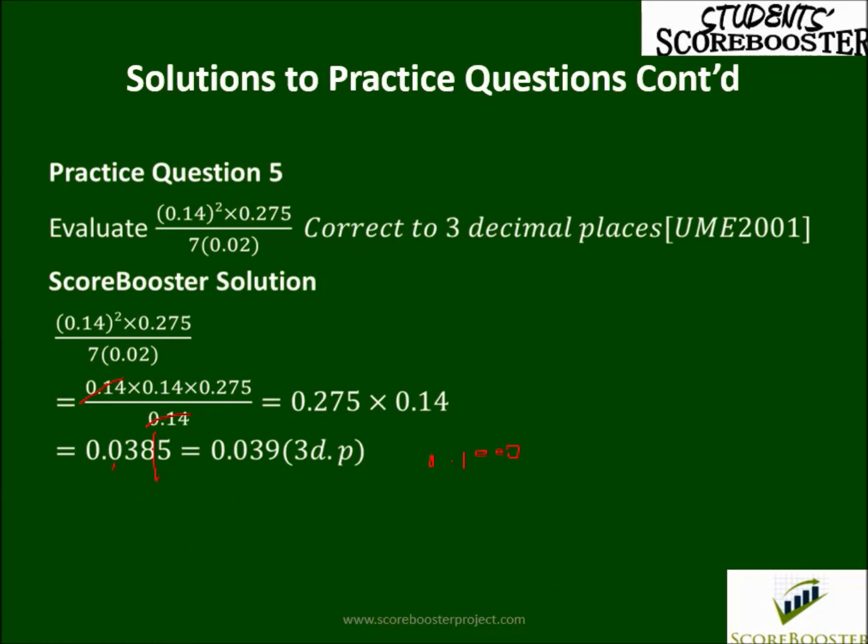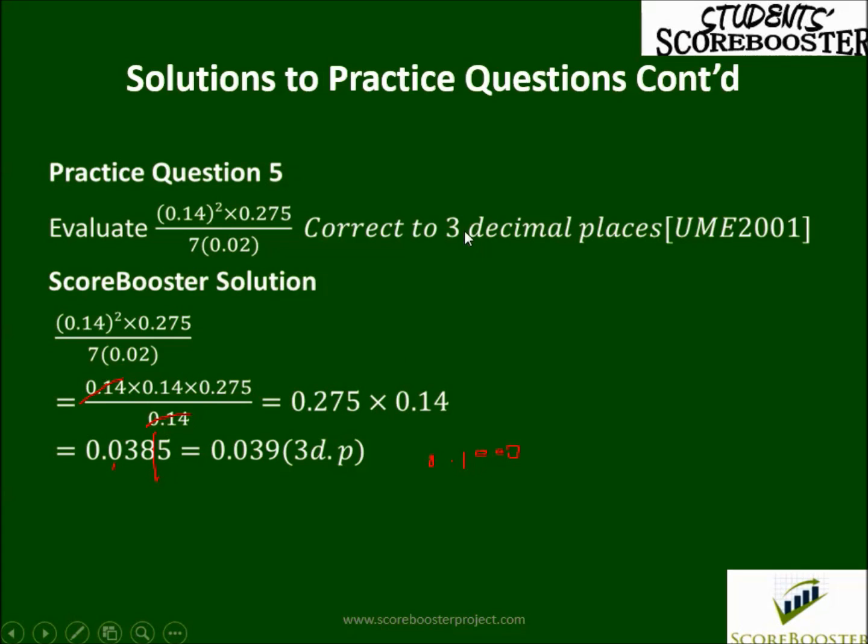So that's the answer. And the last practice question: evaluate 0.14 squared times 0.275 all over 7 times 0.02, correct to 3 decimal places. This question is from UME 2001. So the ScoreBooster solution: 0.14 squared is simply 0.14 times 0.14. Then when you multiply 0.02 times 7, you have 0.14. So 0.14 can cancel out. Then you have 0.14 times 0.275. So when you multiply the two, you have 0.0385.